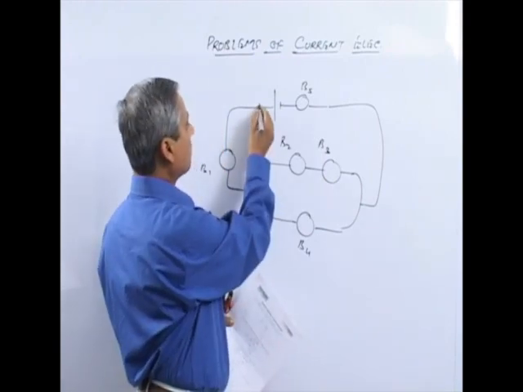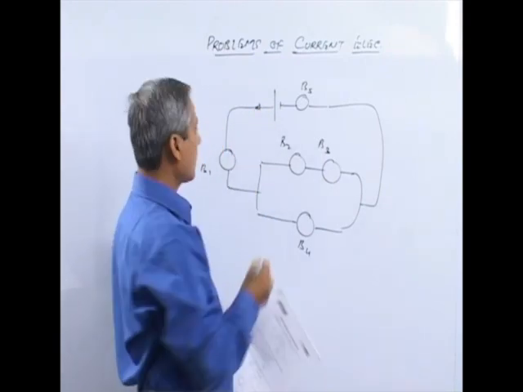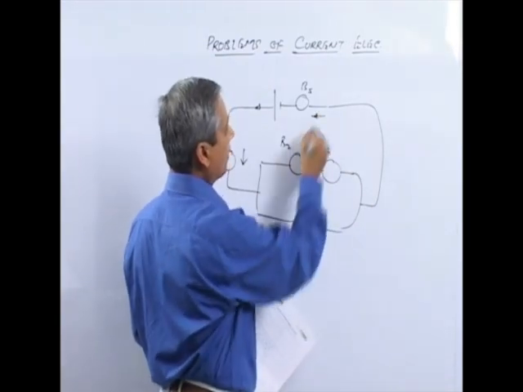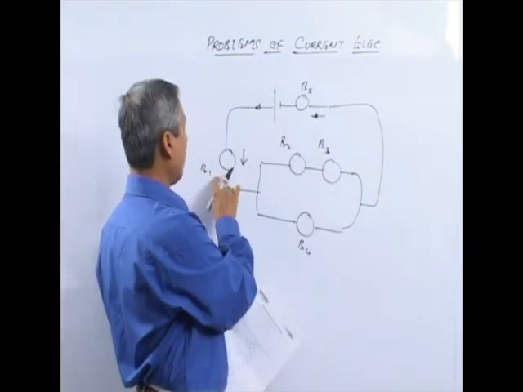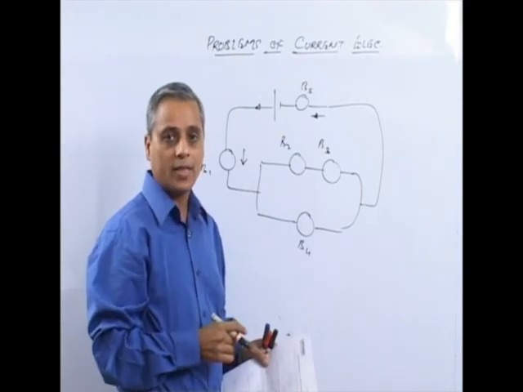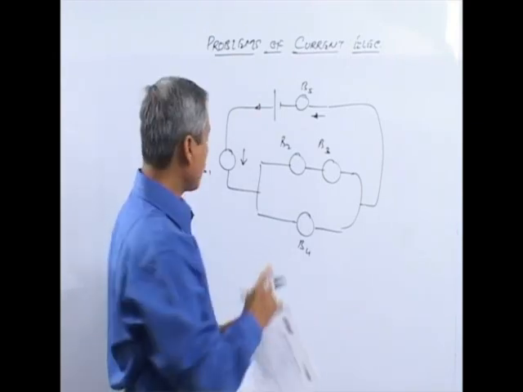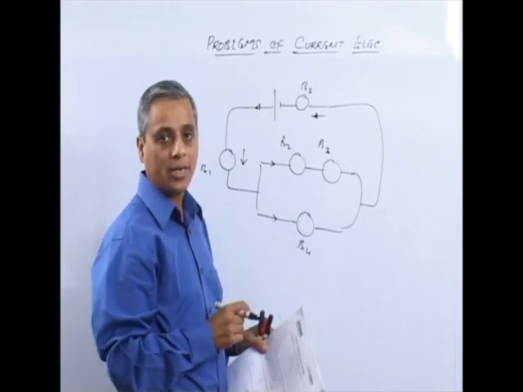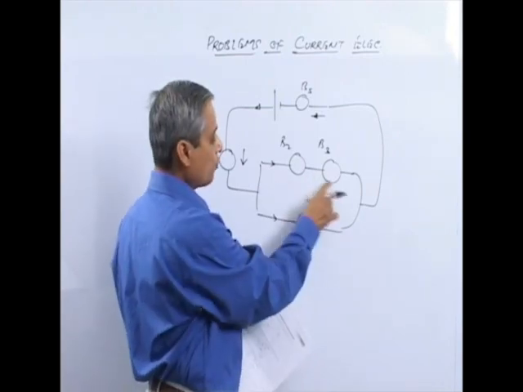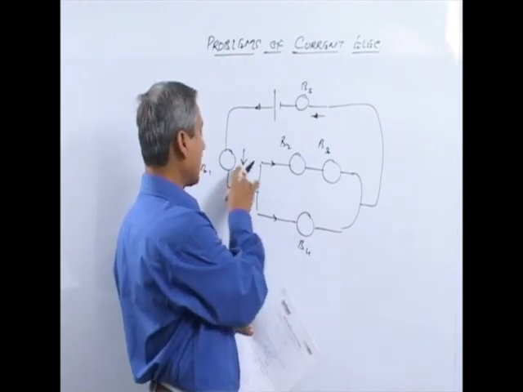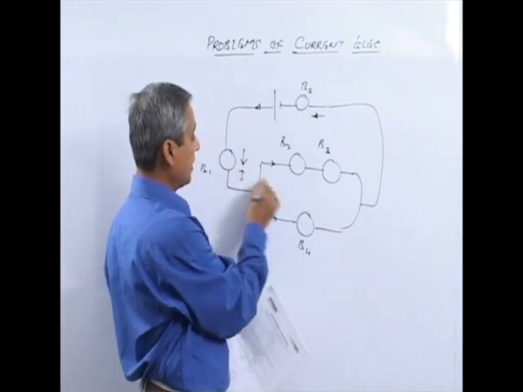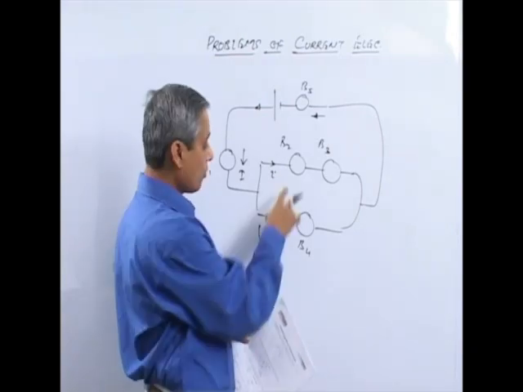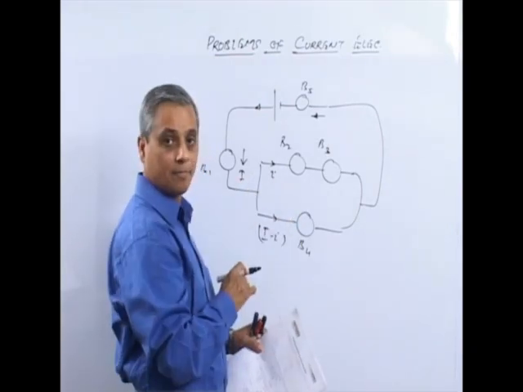Now whatever current this battery delivers, that entire current passes through bulb 1, and same current passes through bulb 5. So bulb 1 and 5 will have same brightness, but since that current will divide here into 2 parallel combinations, current flowing through these bulbs will be lesser than this value. If this is I, this will be some I, and this is I minus small I. So both of these currents will be less than capital I.